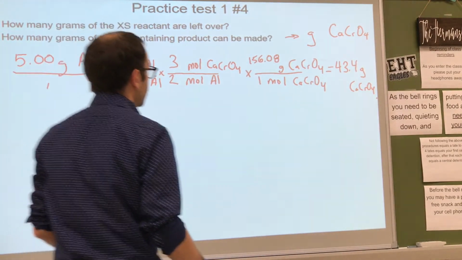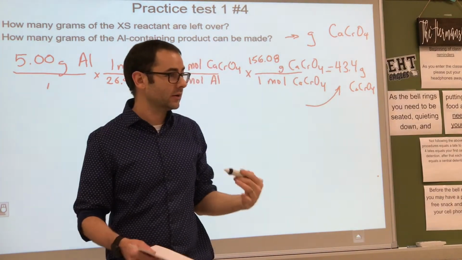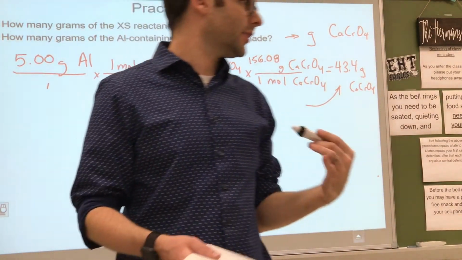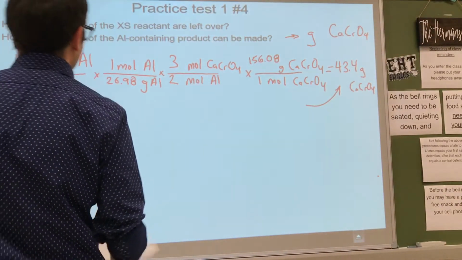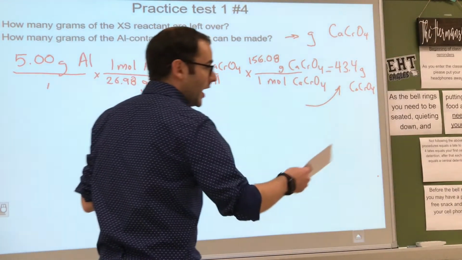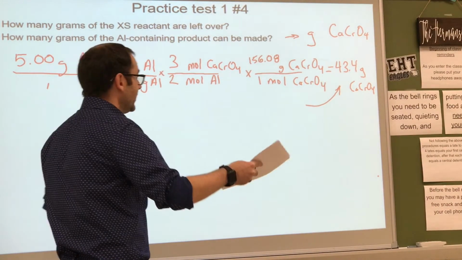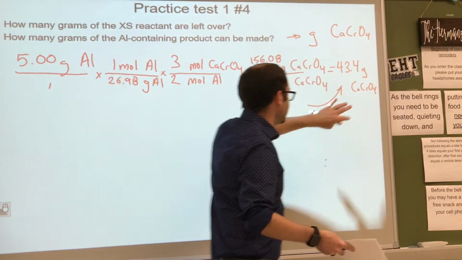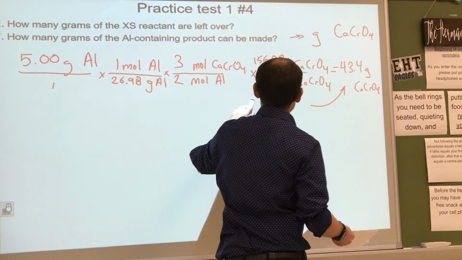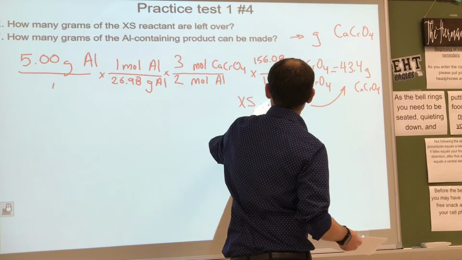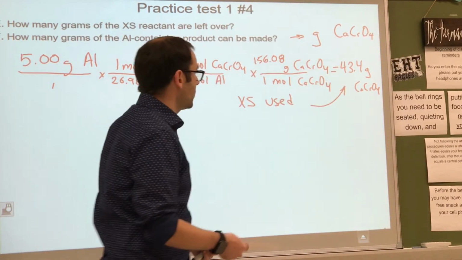Okay, so what does the 43.4 grams of calcium chromate mean? It's not the product produced. It's how much you used. How much you used of what? Of the calcium chromate, which we're identifying as the excess, right? So this is how much of the excess that's used, all right? So excess used is 43.4 grams.